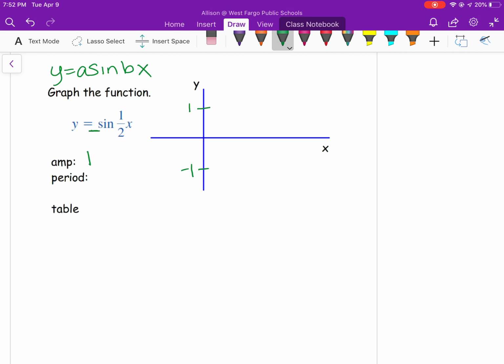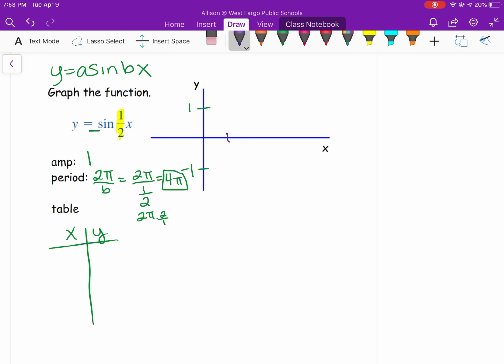Our period we find by taking 2 pi over b. And this 1/2 right here is our b because it's in front of our x. So our period will be 2 pi over 1/2. Now, to take 2 pi divided by 1/2 is the same thing as 2 pi times 2 over 1. So really, our period is going to be 4 pi. And we're going to create a table of values. So a period is 4 sections.